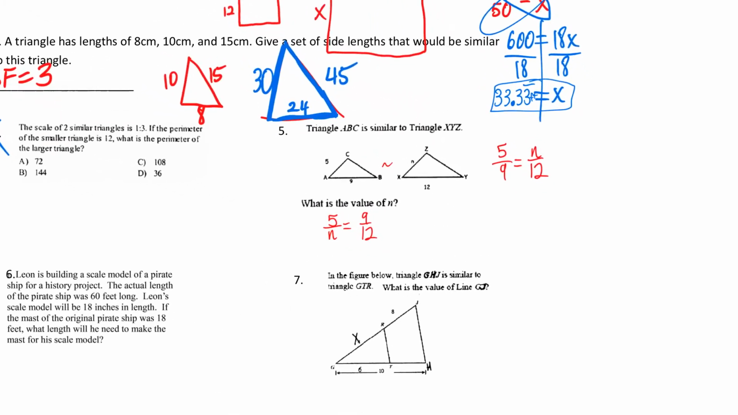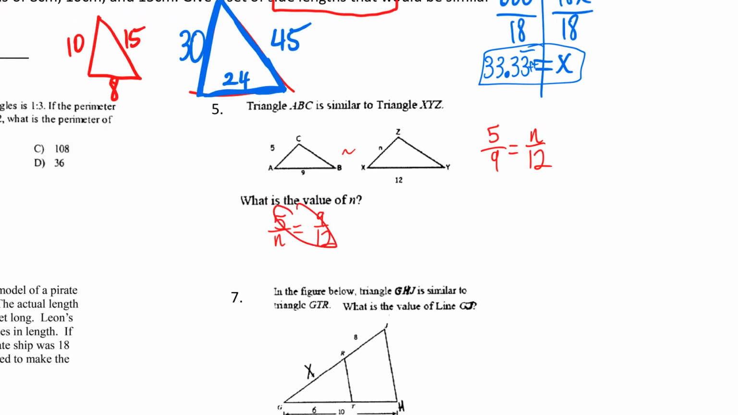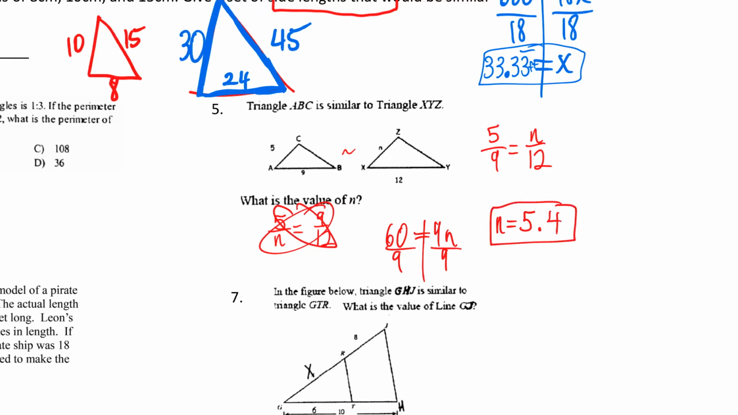All right, so back to number 5. So we have 5 times 12 is 60 equals 9n divided by 9. And what do you get on that? Like 5.4, is that right? No, that's not right. I got 6.636. 6 point, yeah. It is 5.7. 6.66. Yeah, it's 6.7. That's right.